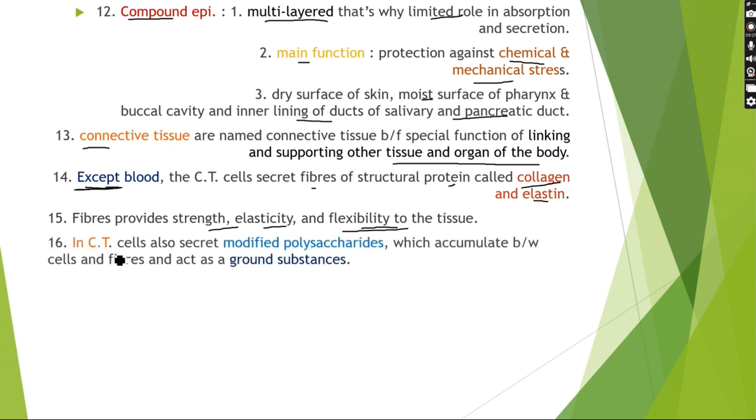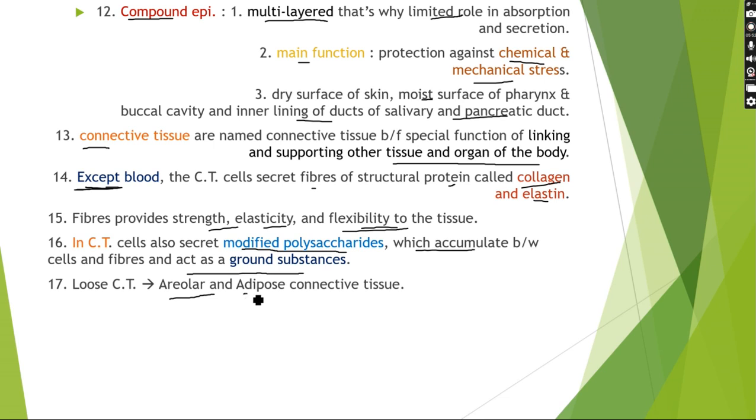The next point, in connective tissue, cell also secrete modified polysaccharides, okay, which accumulate between the cells and the fibers and act as the ground substance or matrix. ये important point. Okay. Then connective tissue क्या क्या है? Loose connective tissue, और loose connective tissue में क्या क्या आता है? Areolar connective tissue and adipose connective tissue.